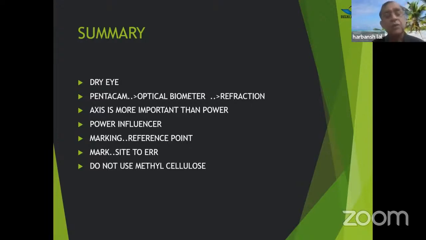So these are all other power influencers. Per se, I do not give them that much weightage, but when I am deciding which lens to use, I see all those points before deciding.